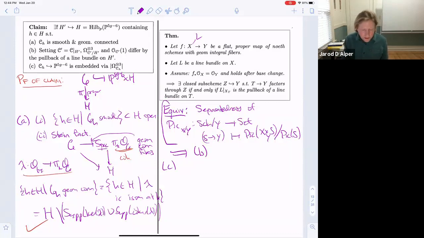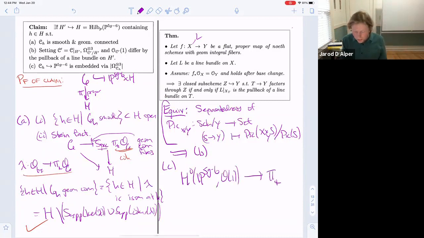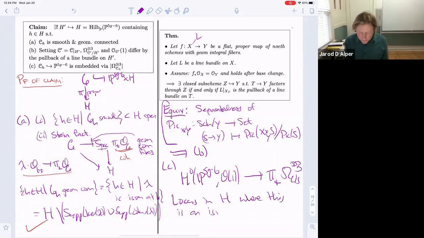You want to consider the relative version of being a complete linear series, and so you study the map from to the push forward, and you look at the locus in H where this is an isomorphism. And like before, you just throw out the locus, the support of the kernel and the cokernel. And so this shows C.